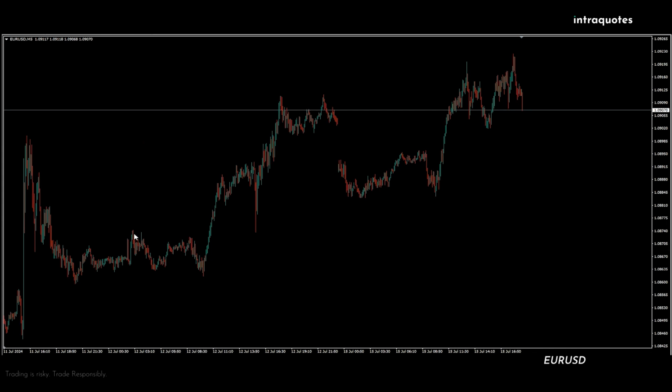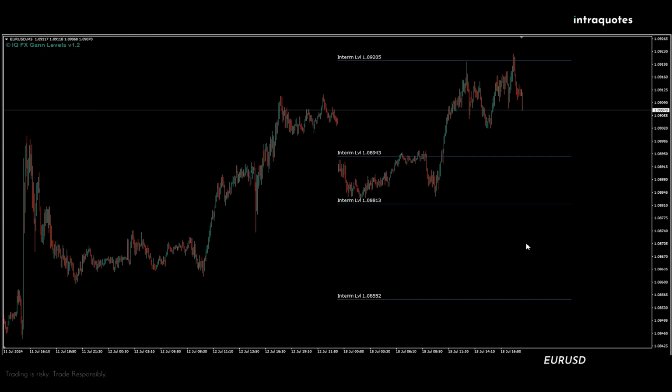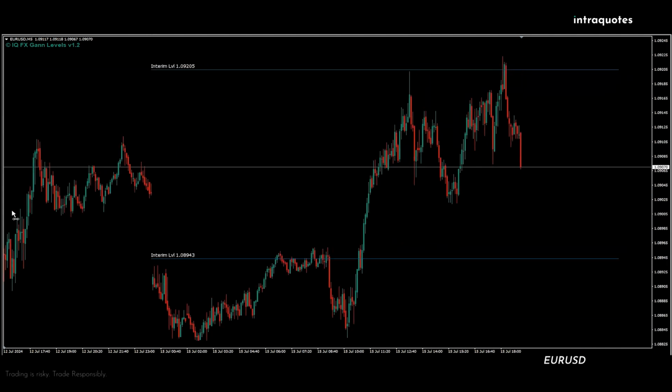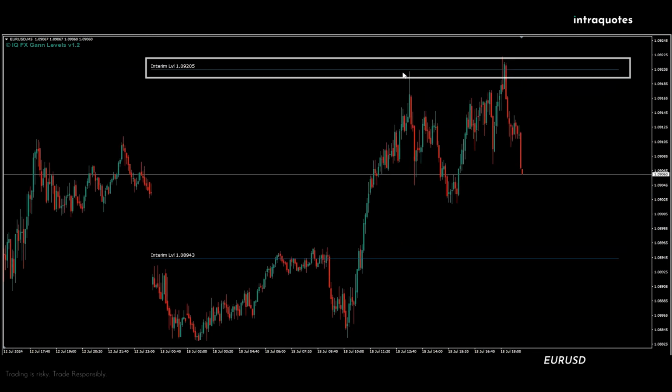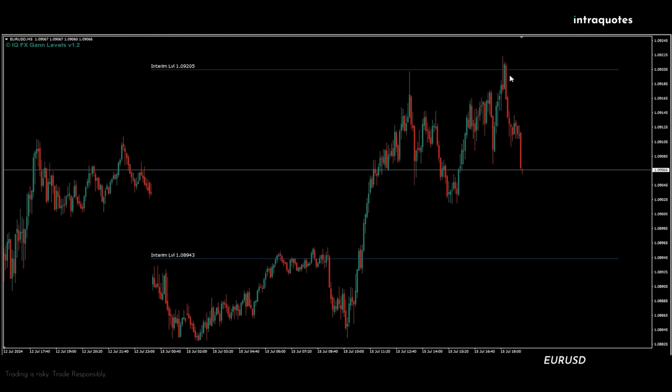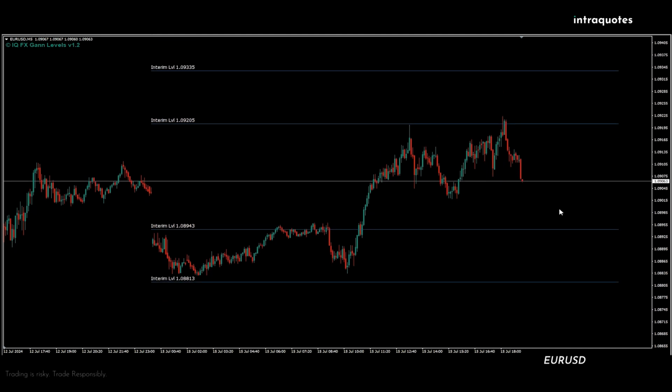Next up, Euro USD. The market reacted here on these interim levels. This indicator is an absolute gem for both scalping and intraday trading. It reached this level, so again around 25 pips right here. After getting resisted by this interim level, now it is falling again.